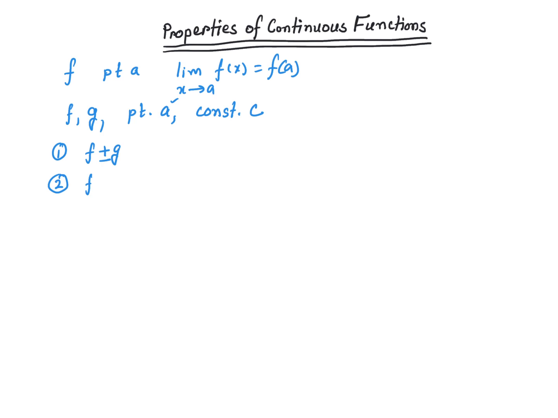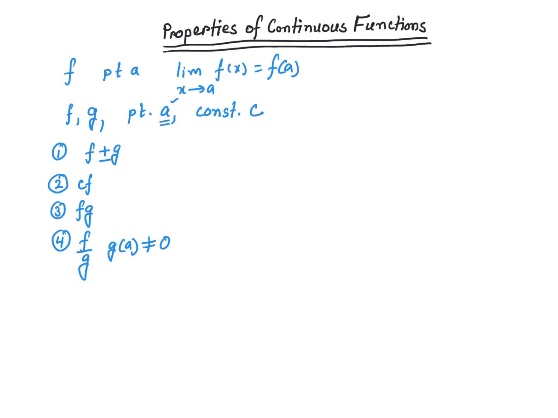Number two, c times f is also continuous at point A. Number three, f times g, the product of these two continuous functions, is also continuous at the point. And finally, the ratio of these two functions, f over g, is also continuous at the point of interest, which is A. The only exception is that you have to make sure that g of A is not equal to 0. Now let me go ahead and prove just one of the properties, and the others you can easily derive.